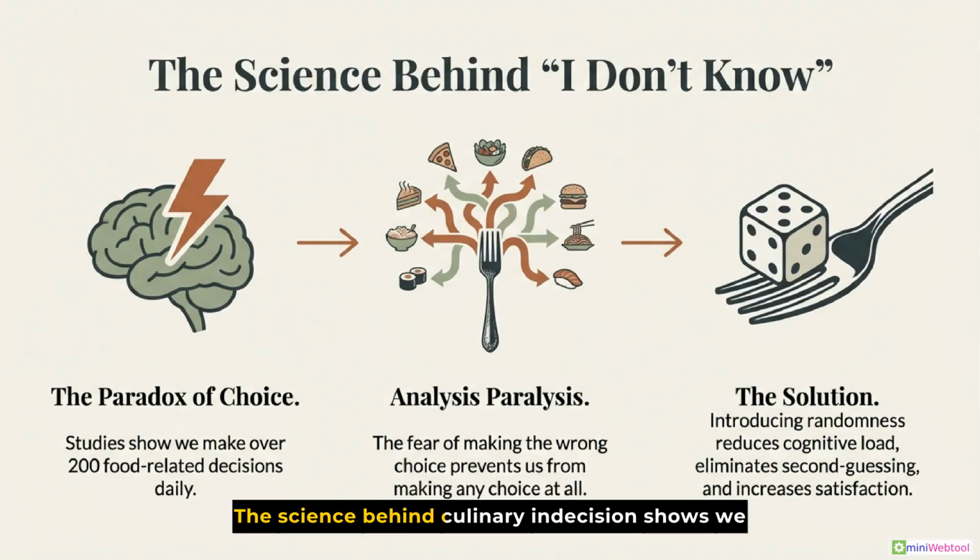The science behind culinary indecision shows we make over 200 food-related decisions daily, leading to the paradox of choice and analysis paralysis. The solution is introducing randomness to reduce cognitive load and increase satisfaction.